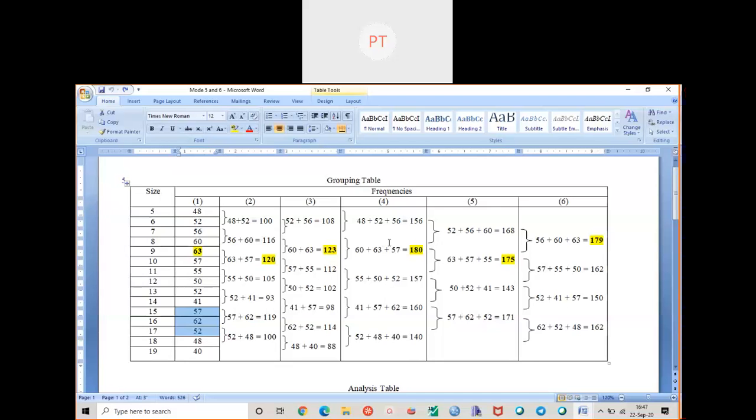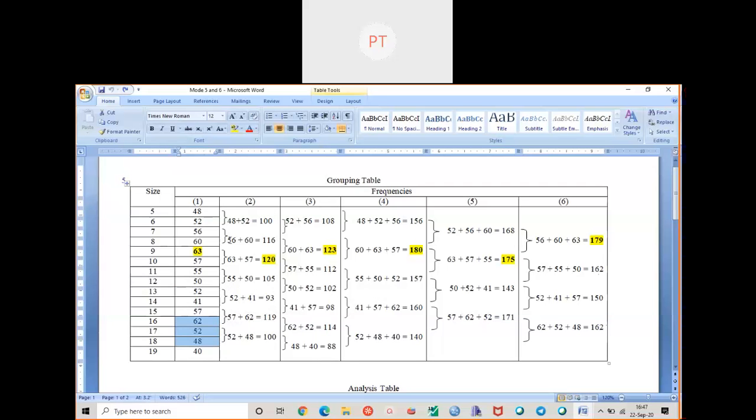So in the last column, column number 6, we will do the sum total of third, fourth, and fifth. First, second, third, so we'll start from here. Third, fourth, and fifth, it will be 179. Sixth, seventh, eighth, it will be 162. Ninth, 10th, and 11th, it will be 150. 12, 13, and 14, it will be 162. So this way we will prepare our 6 columns.